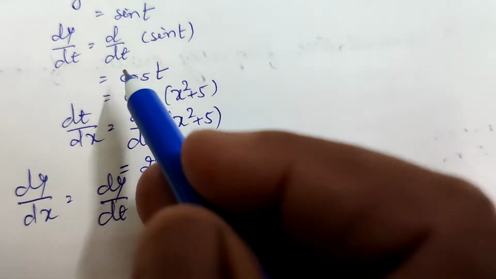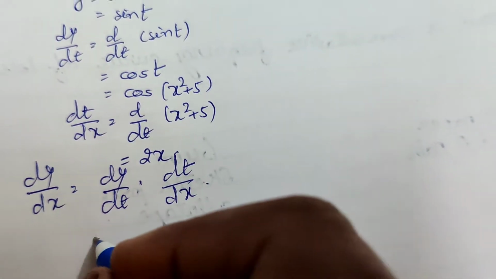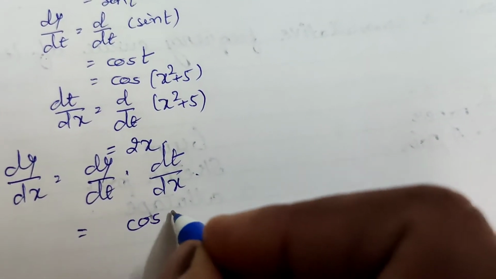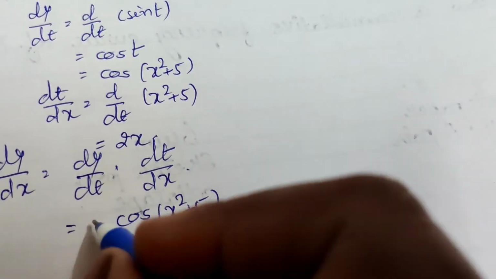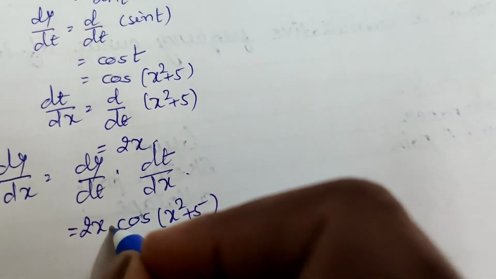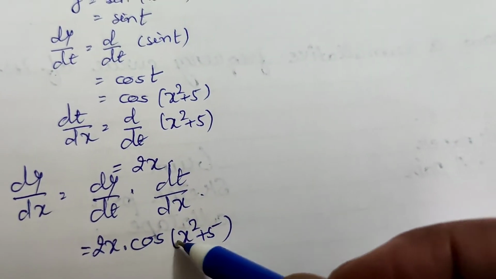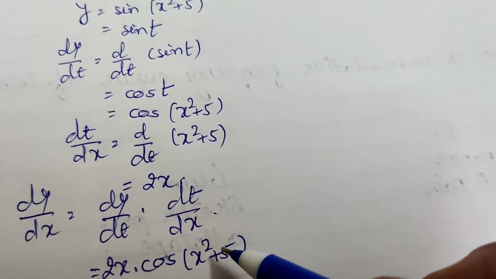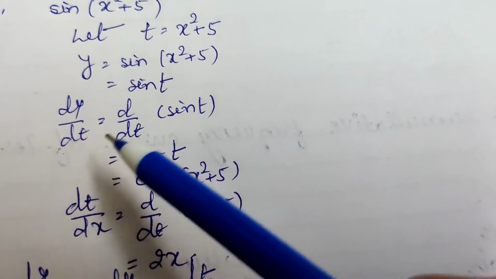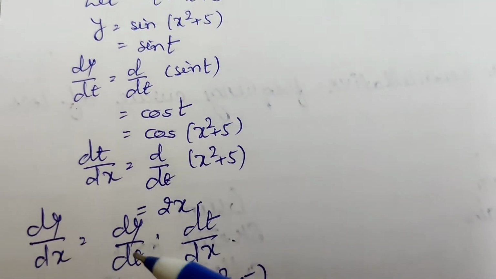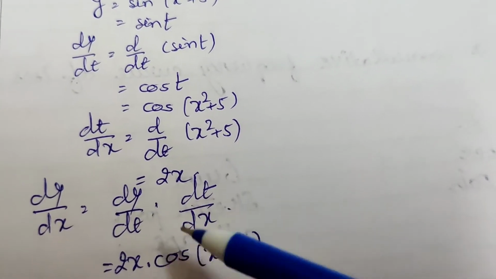Now write dy over dx equal to dy over dt into dt over dx. The dy over dt equal to cos(x square plus 5) and dt over dx is equal to 2x. The answer is 2x cos(x square plus 5). This is successive differentiation.